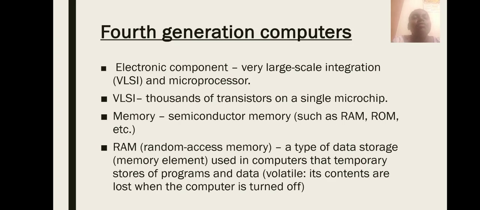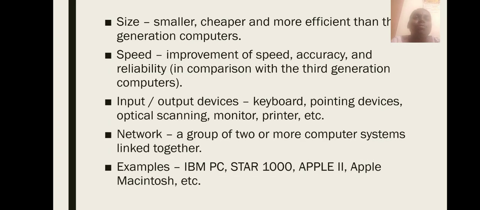The fourth generation computers. The electronic components were very large scale integration and microprocessors. VLSI means thousands of transistors on a single microchip. Memory was semiconductor memory such as RAM, ROM, etc. RAM is random access memory. It is a type of data storage memory element used in computers that temporarily stores the program and data. It is volatile, so its contents are lost when the computer is turned off. The size was smaller, cheaper, and more efficient than the previous generation computers.